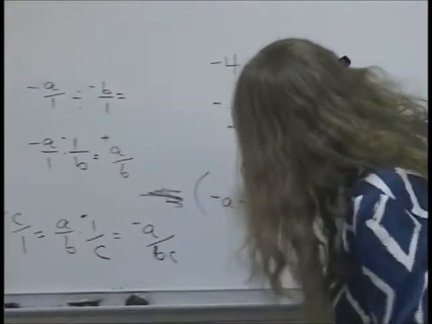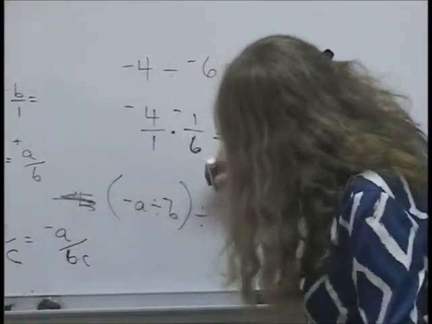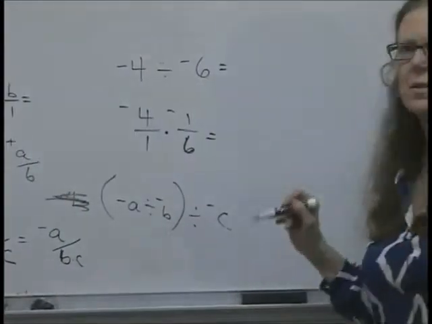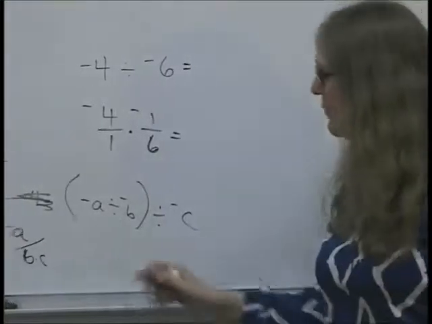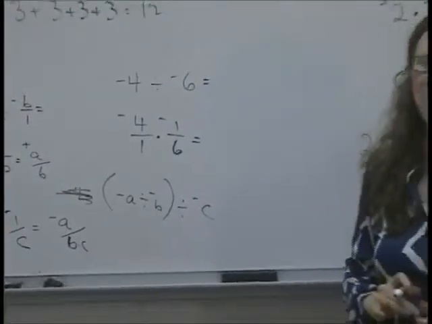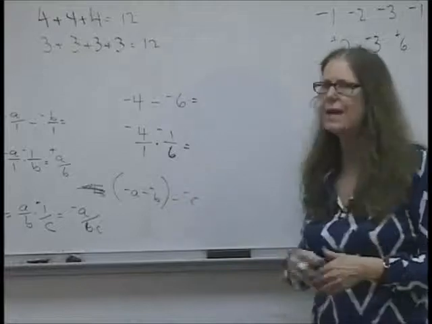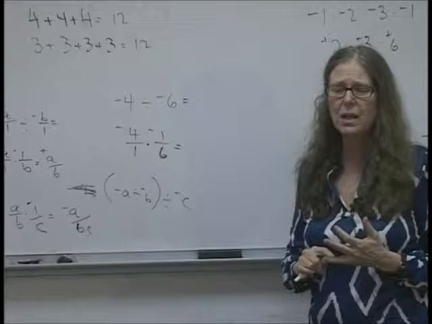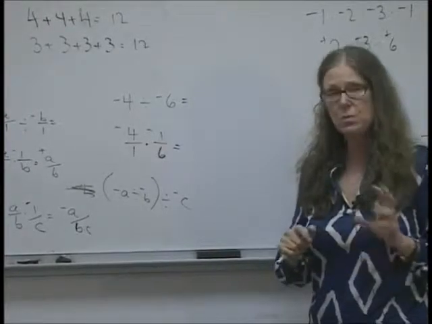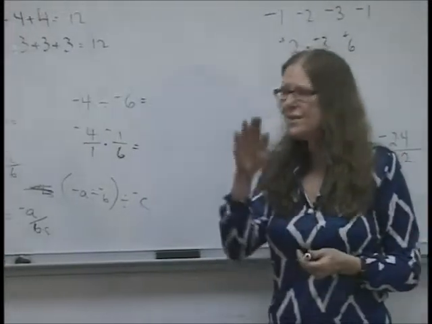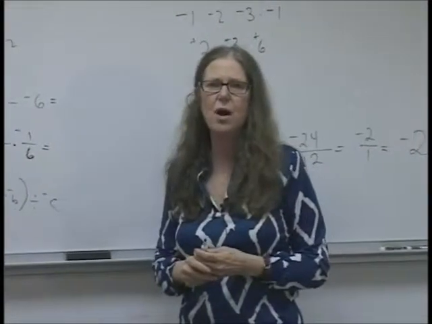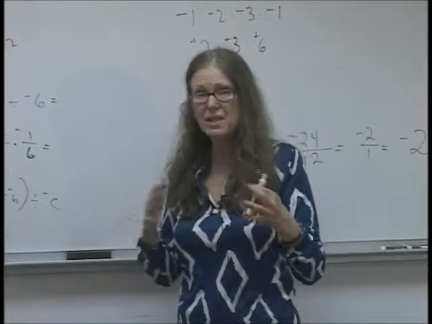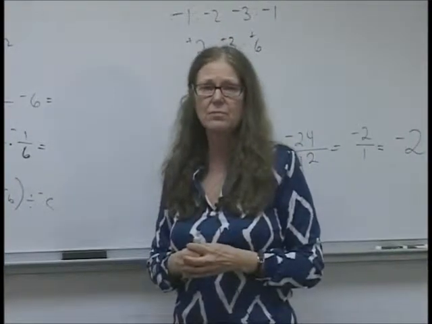Notice that in the original problem I had 1, 2, 3 negative signs. So my answer was a negative. If it had been 4 negative signs and it was just multiplying or dividing, the answer would be positive. So when we're multiplying or dividing numbers that are positive and negative, you can just count how many negative signs there are. If it's an even number, your answer is positive. If it's an odd number, your answer is negative.